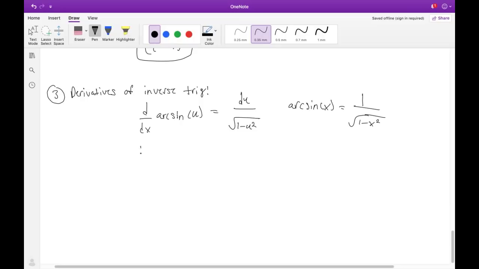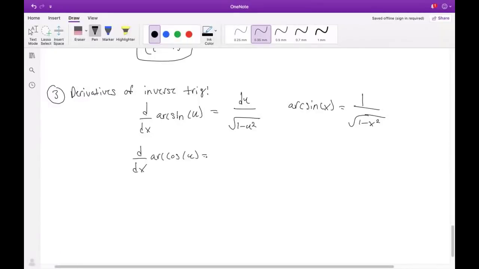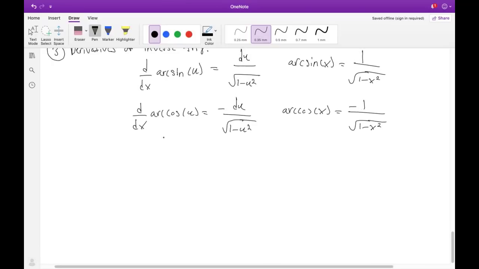So then I'll do the same thing with arc cosine, and this is the same as arc sine, except you have a negative in the front. And again, if it was just arc cosine of x, it's negative 1 over the square root of 1 minus x squared. And so that's the arc sine and arc cosine.